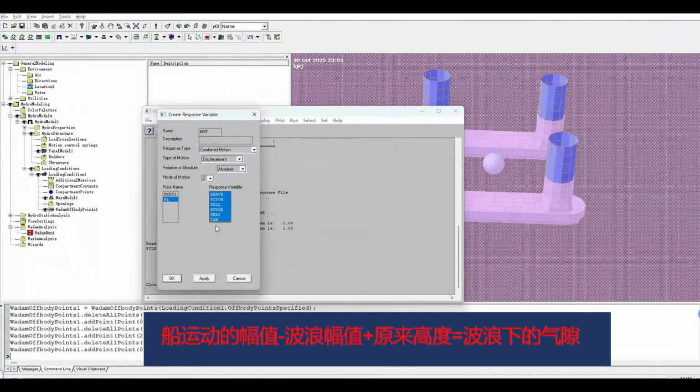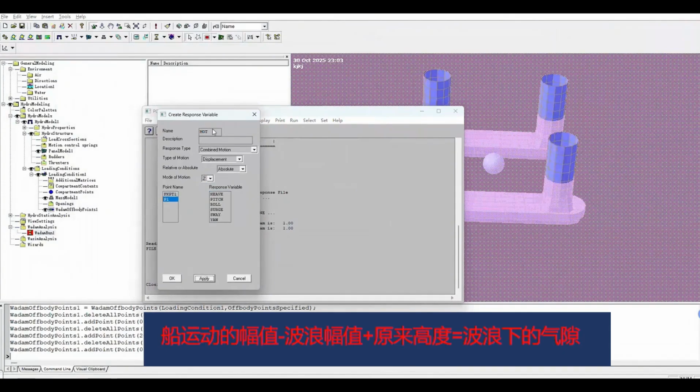According to the formula we just mentioned, it's the amplitude of the ship's motion minus the amplitude of the wave's motion, right? So the amplitude of your ship's motion, which is the amplitude of motion at your P1 point, is not just the vertical movement. It is coupled from 6 degrees of freedom. This is the motion in the z direction resulting from the coupling of these 6 degrees of freedom. So after selecting all the degrees of freedom, we click here.